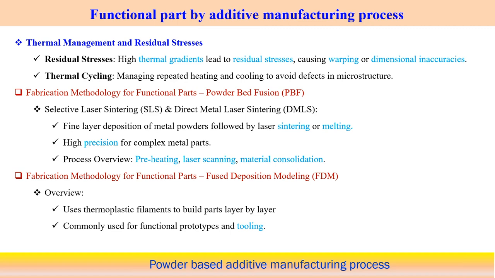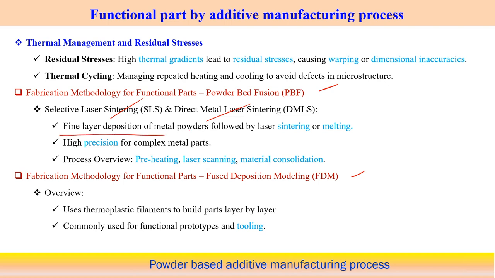Now, thermal cycling: managing repeated heating and cooling cycles to avoid defects in the microstructure is another concern associated with additive manufacturing components. Now, fabrication methodology for functional parts. Functional parts can be fabricated using powder bed fusion, or even the fused deposition modeling process. When you perform powder bed fusion, we can use selective laser sintering or direct metal laser sintering; both can be utilized to produce the functional parts associated with powder bed fusion.